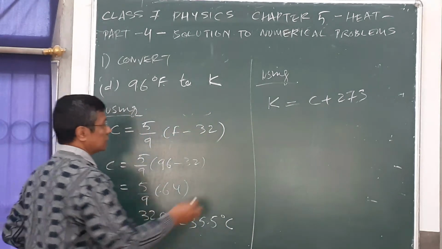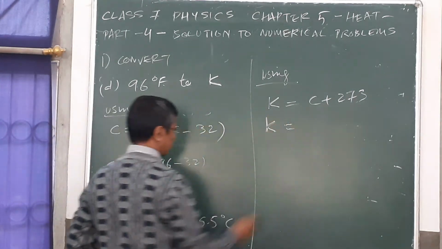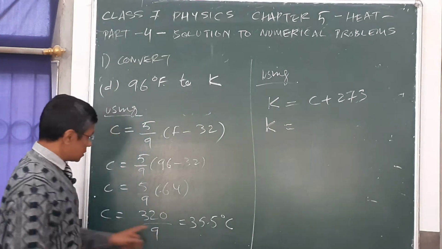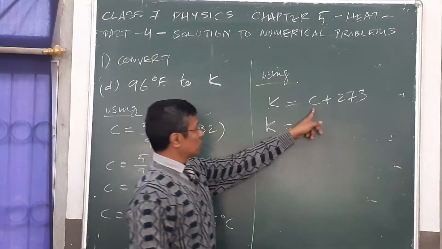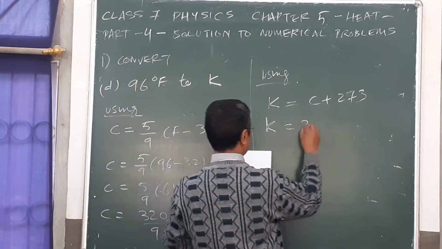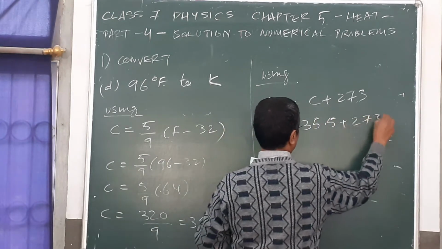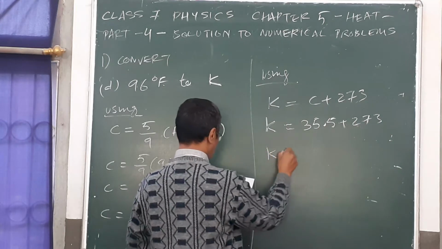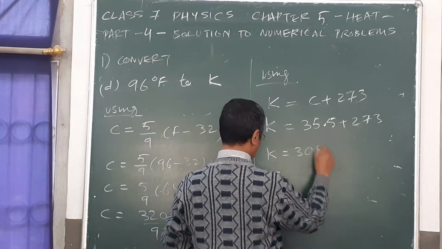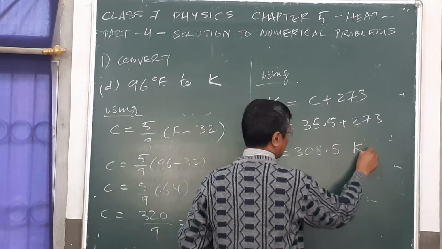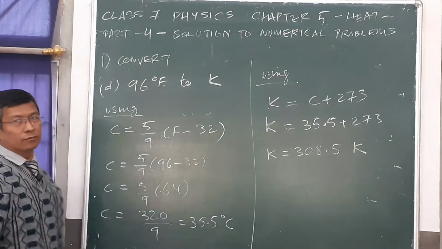So, in this case, we simply substitute the value that we got in Celsius scale. In this case, C is equal to 35.5. In place of this C, we will put the value 35.5 and add it to 273. So, here we get 308.5, and that we get the value in Kelvin.